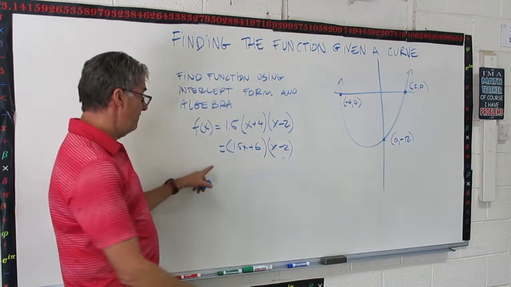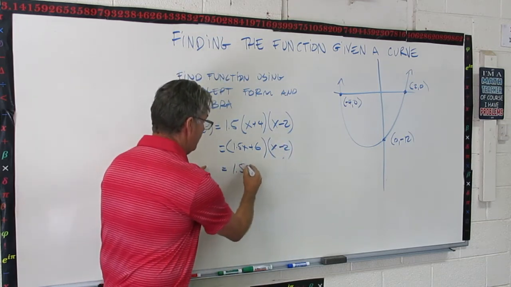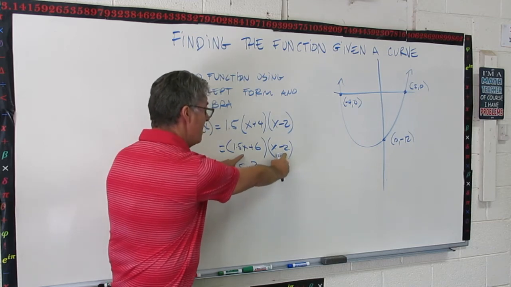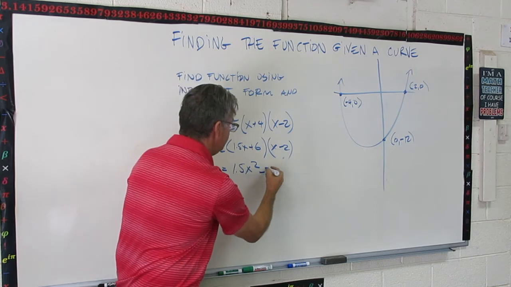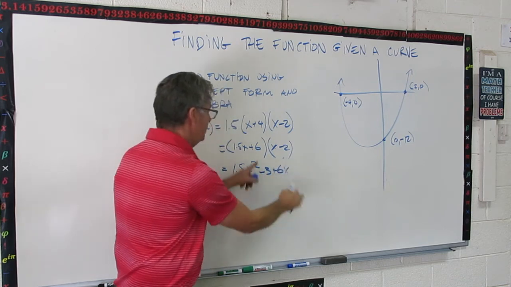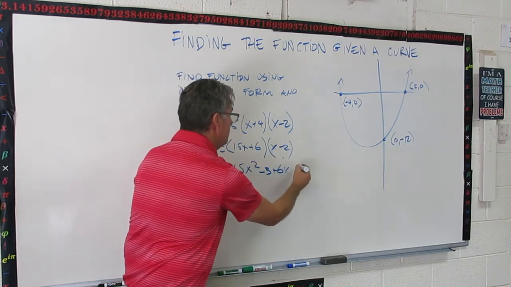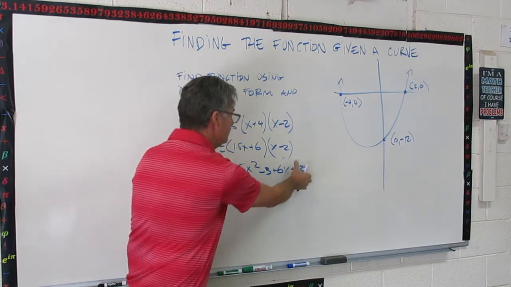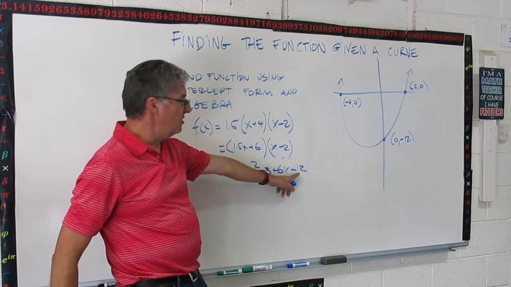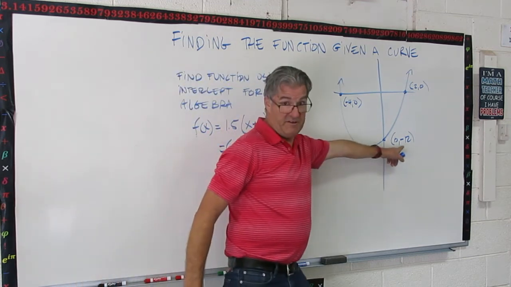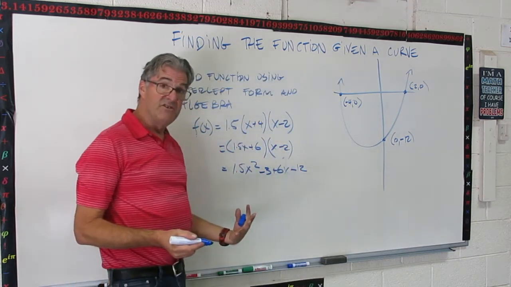Now I can just go ahead and FOIL. We get 1.5x squared minus, so what's 1.5 times 2? That would be 3. So that's minus 3x plus 6x. And minus 2 times 6 is minus 12. Now right away I know I'm on the right track because this minus 12 is the y-intercept, and that's what we have there. So always look for confirmations as you work.